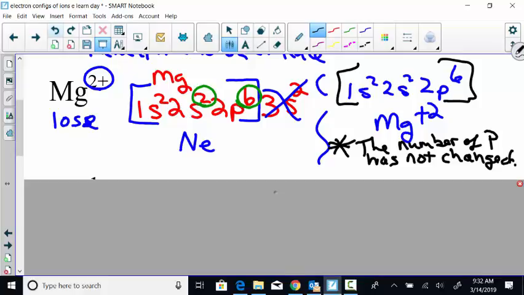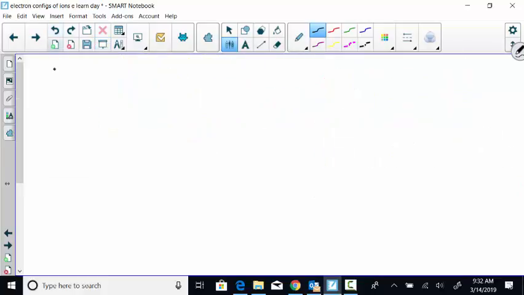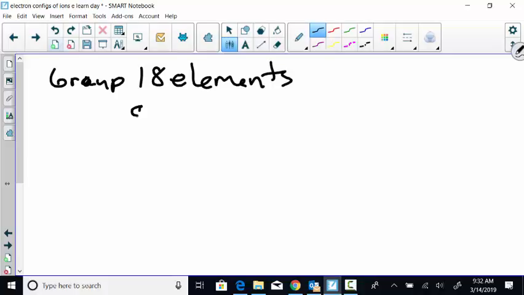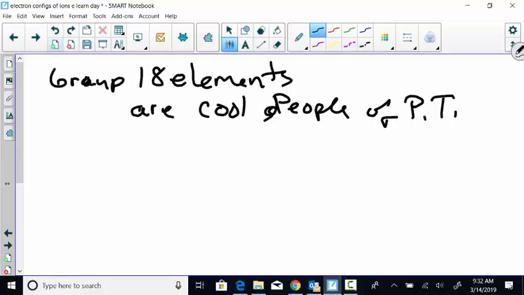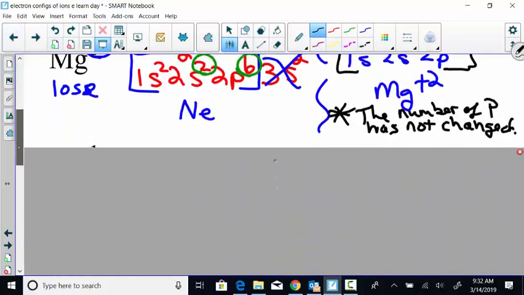And that's one thing that I'm going to say: the group 18 elements are essentially the cool people of the periodic table. And everybody is trying to look like them. So, let's just keep going.